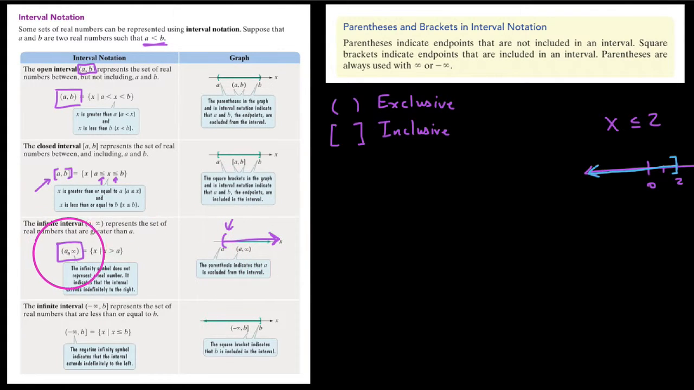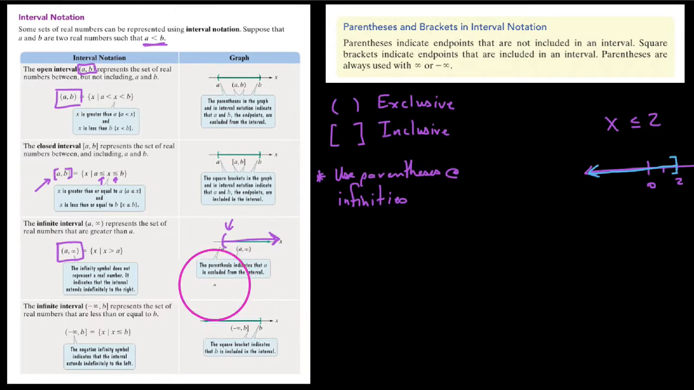So basically, we always include a parenthesis on infinities. Whenever you have an infinity, we always use parentheses. So we'll make a little note here: use parentheses at infinities. The reason why is because infinity is not a number, so we can't include it. So we exclude it. Remember, we use parentheses.